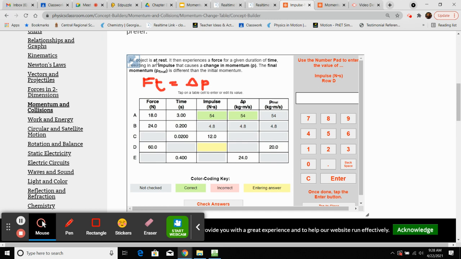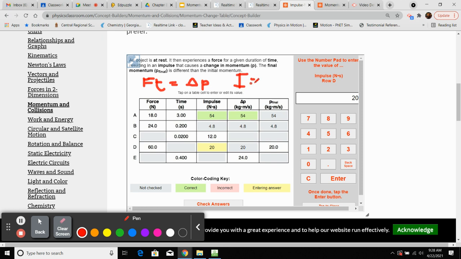Well, if I was at rest and my final momentum is 20, how much did I have to change by? 20. Good. And if my change of momentum is 20, what does the impulse have to be? 20. Okay, so now I have my impulse.